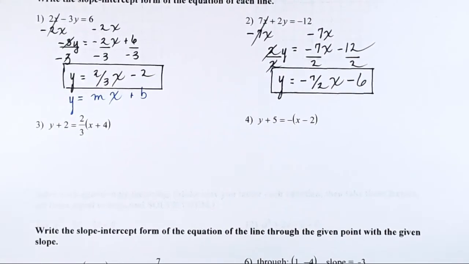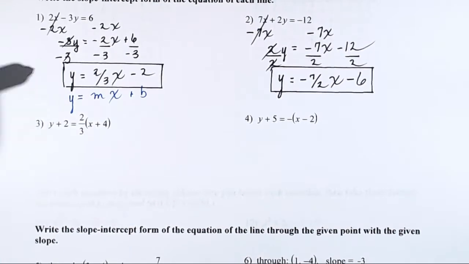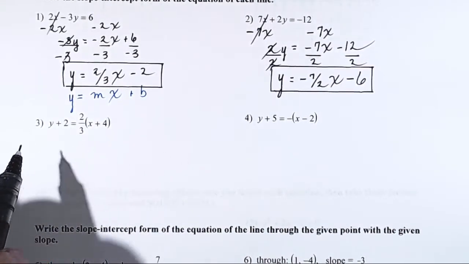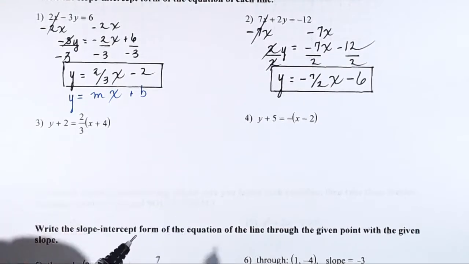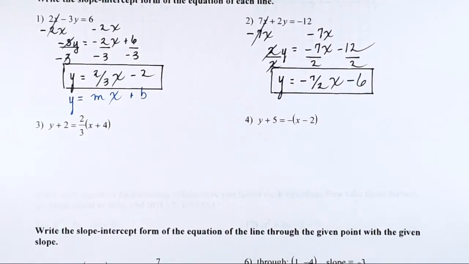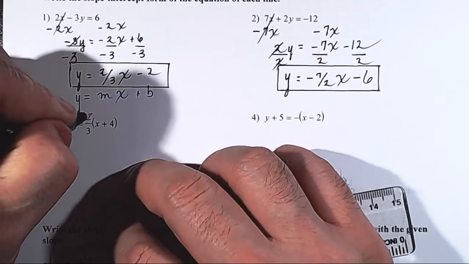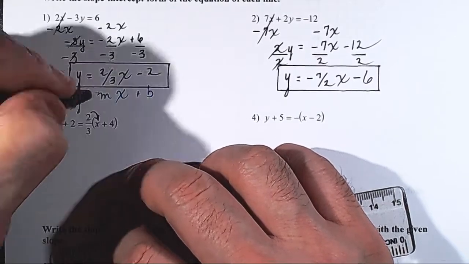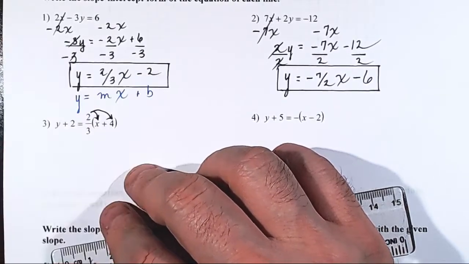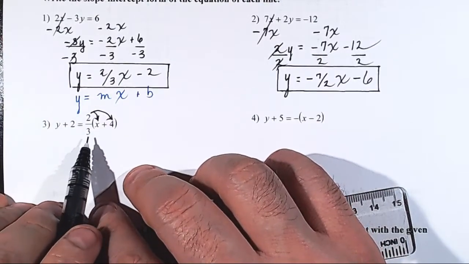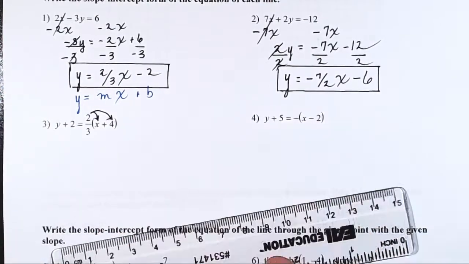Numbers 3 and 4 are not in slope-intercept form. They're given in point-slope form. That form is y minus y1 equals m(x minus x1). So we have to finish the job. First thing, following order of operations, is to distribute the slope, which is 2/3, through this parentheses here.